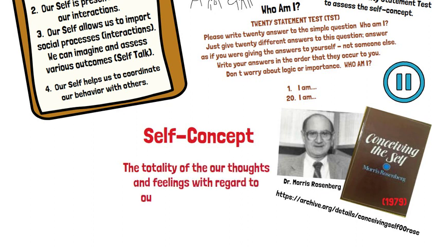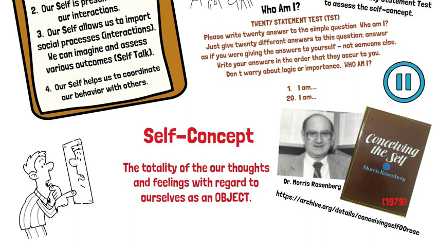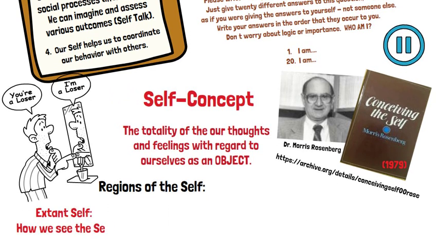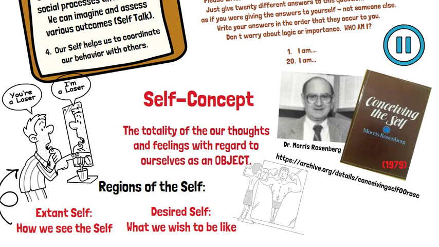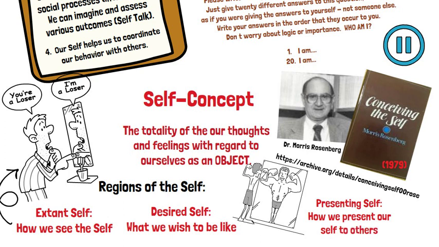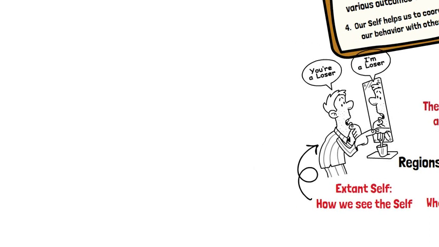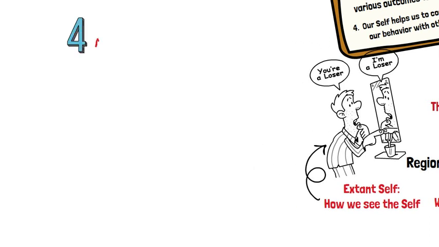Rosenberg defines the self-concept as the totality of our thoughts and feelings with regard to ourselves as an object. He identified three regions of the self: the extant self, this is how we see the self; the desired self, this is what we wish to be like; and the presenting self, how we present ourselves to others. Let's take a look at the extant self.